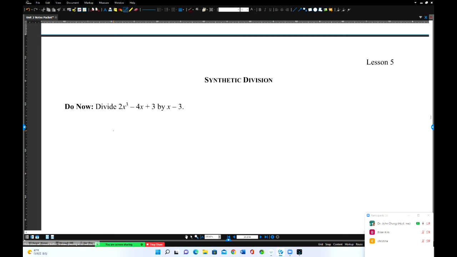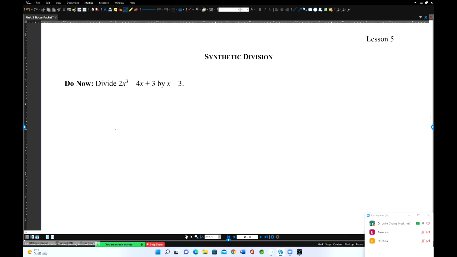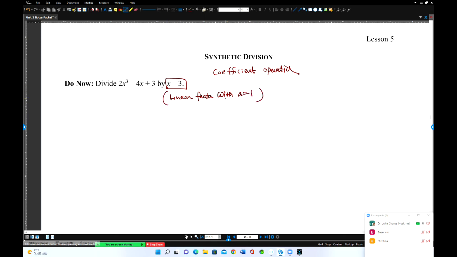Now, we're going to finish this one. Next time, we're going to do new topics. This is synthetic division. Synthetic division is an operation on coefficients. But the divisor must always be a linear factor with coefficient 1. A linear factor, not a square, okay? Synthetic division can be used only when the divisor is a linear factor with coefficient a equal to 1. If x minus 3, that is a linear factor with coefficient 1.